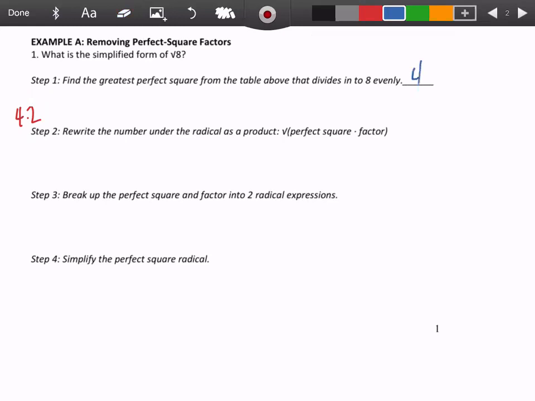So we can write that on the blank, 4. Then rewrite the number under the radical as a product. So we have the square root of 4, and the 4 times what gives us 8? 4 times 2. So we just broke 8 down into 4 times 2. Then we're going to break up the square root so that now we have two radical expressions, so that it's the square root of 4 times the square root of 2. Now simplify the perfect square radical.